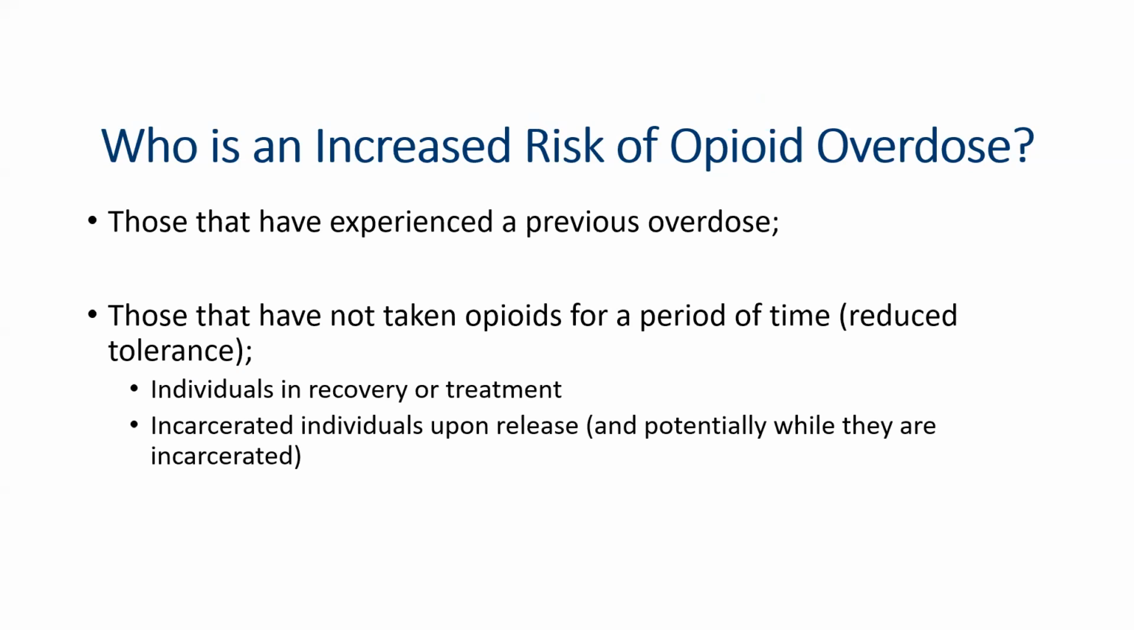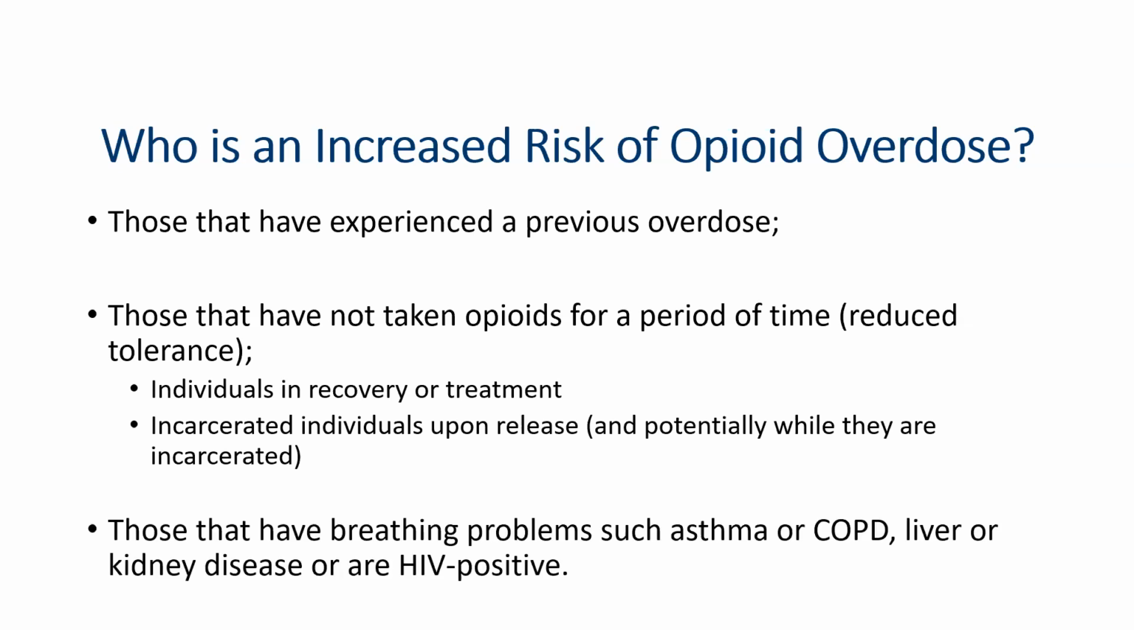So if those folks return to use, so if a person that is in recovery returns to use, if a person that is incarcerated and doesn't receive any kind of connection to care, and when they release, return to use, these are the highest risk, especially for fatal opioid overdose. And so this is a group that is really important to make sure they have naloxone or have access to it, or the people around them have naloxone.